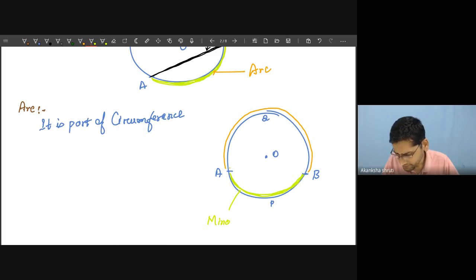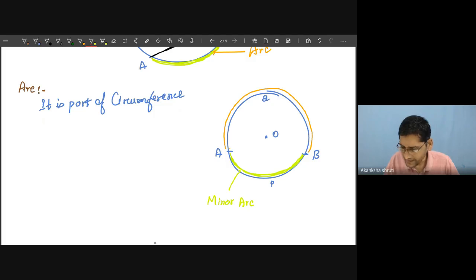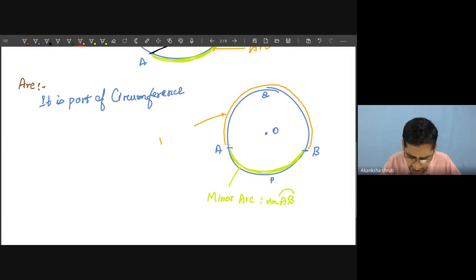So keep in mind, minor arc. And an arc is denoted by AB by putting a cap over it, a small curve over AB. For the smaller one, write min, the minor arc AB. The other one, this boundary, is larger. This is called the major arc. And it is denoted by maj AB, putting the curve over AB this way.